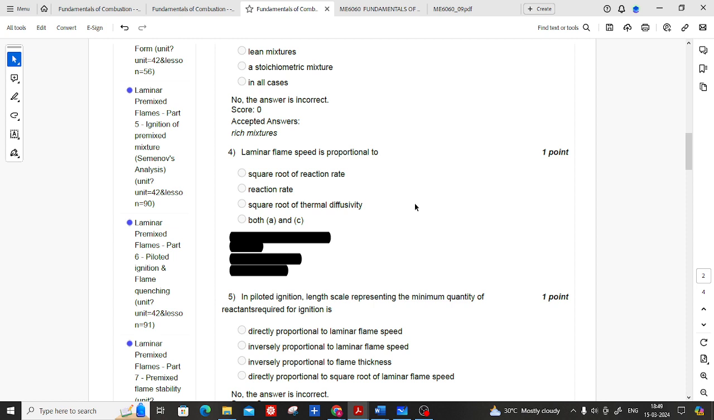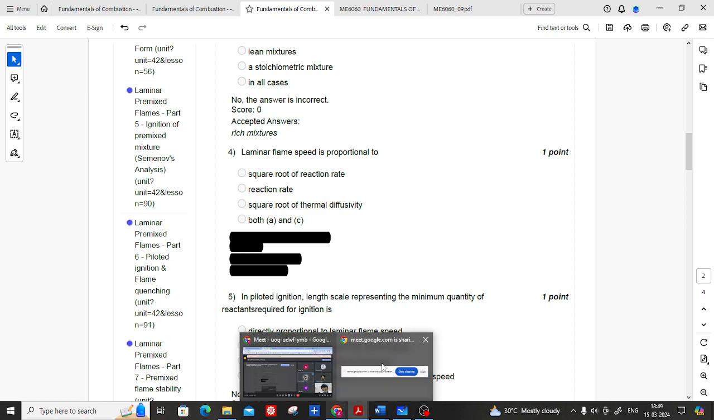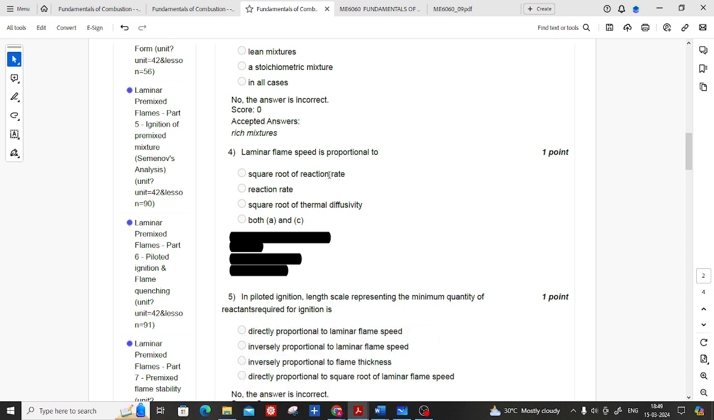Can someone else answer? Square root of the reaction rate. Square root of the reaction rate, that is correct, and something else. Square root of the reaction rate and square root of thermal diffusivity.